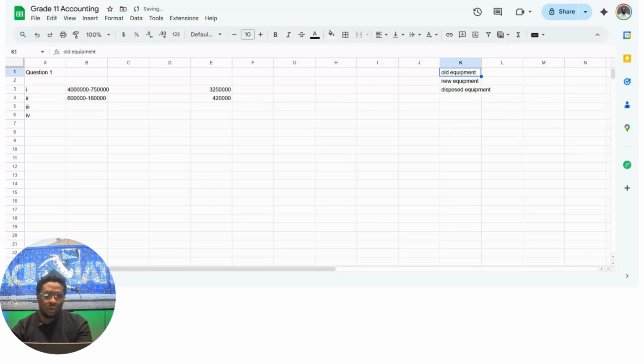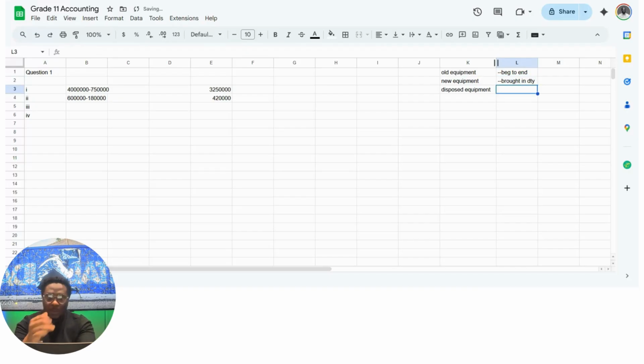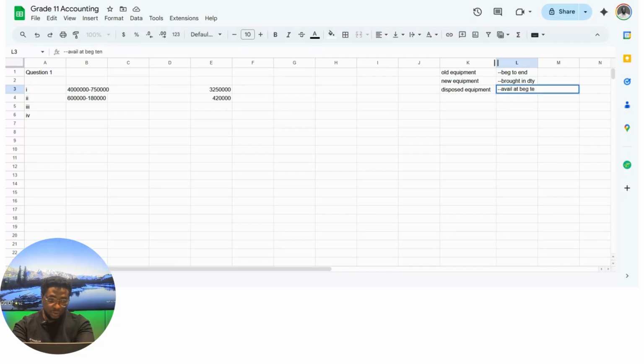Old equipment means equipment that was here from beginning to end. New equipment means that it was brought in during the year, so I'll say DTY. Disposed equipment was available at the beginning and then disposed. There are many ways to dispose of an asset: you can sell it, you can donate it, it can be damaged, whatever the disposal method is. Basically, it was there at the beginning and then it got disposed.